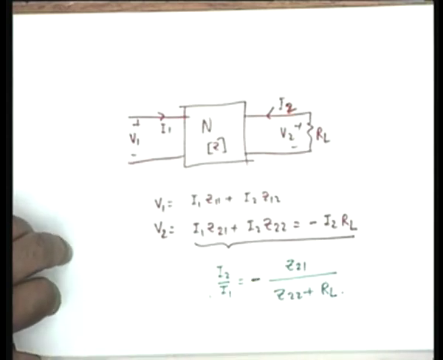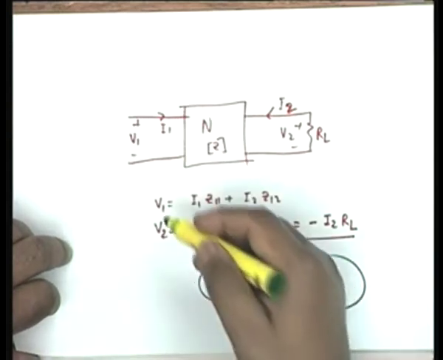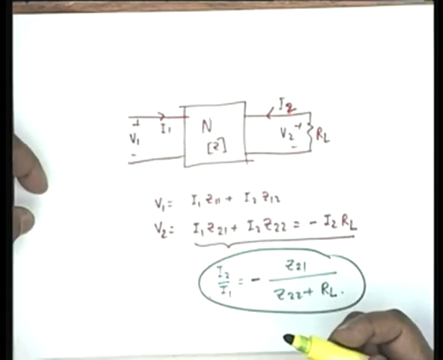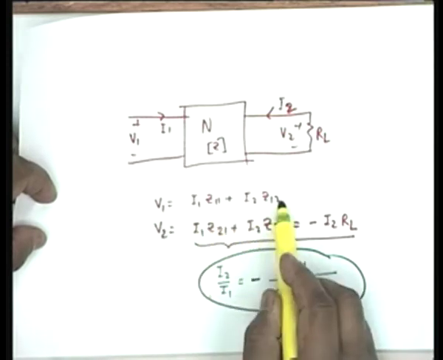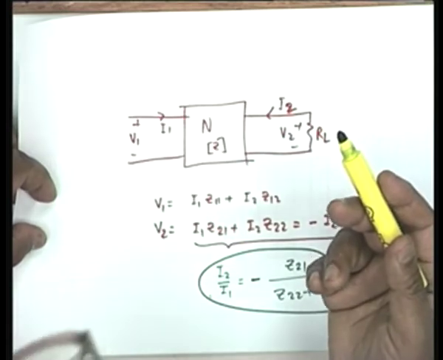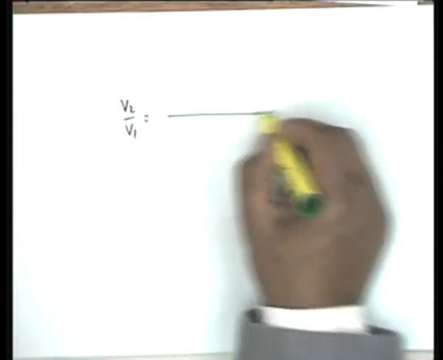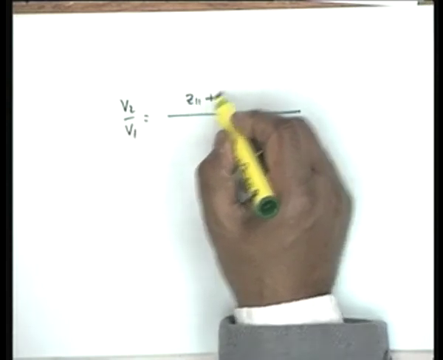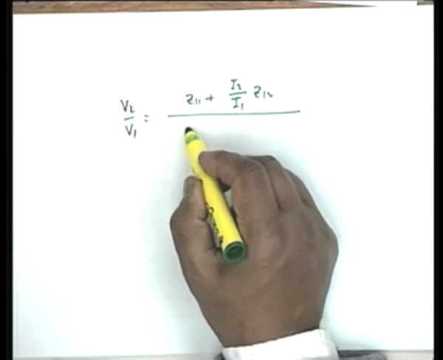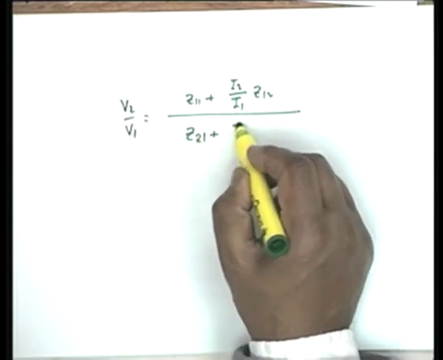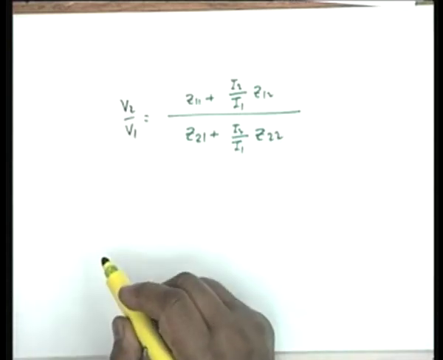Is this point clear? So I know I2 by I1, and if I know I2 by I1, then obviously I know V2 by V1. Okay, V2 by V1 is this divided by this, divided by I1. V2 by V1 would be equal to Z11 plus I2 by I1 Z12, over Z21 plus I2 by I1 Z22. Agreed?